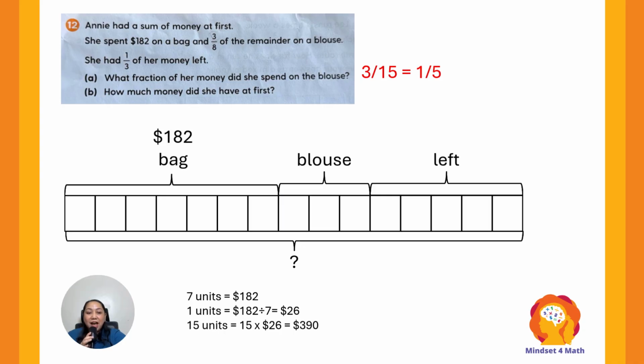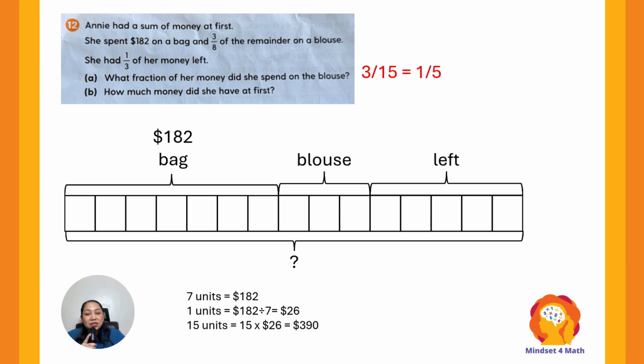For letter B, how much money did she have at first? Let's now compute. Let's start with what we know. We know that 7 units are equal to $182. And we're being asked what 15 units are equal to. There's no way for us to get what 15 units are equal to if we do not know what 1 unit is equal to. So let's compute for that first.